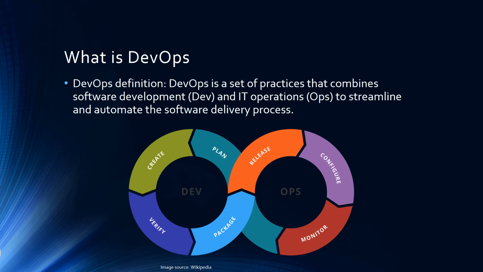DevOps represents a fundamental shift in how we approach software development and operations. At its core, DevOps is a set of practices that combine software development and IT operations to streamline and automate the software delivery process. However, it's important to understand that DevOps is more than just a methodology, it's a cultural and professional movement that has transformed the technology industry.